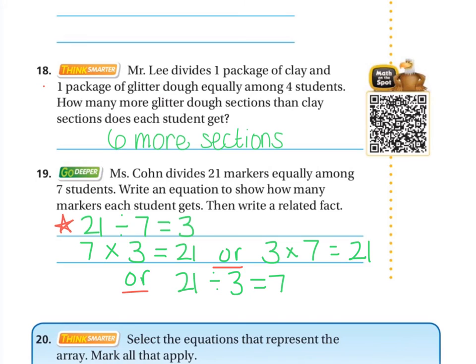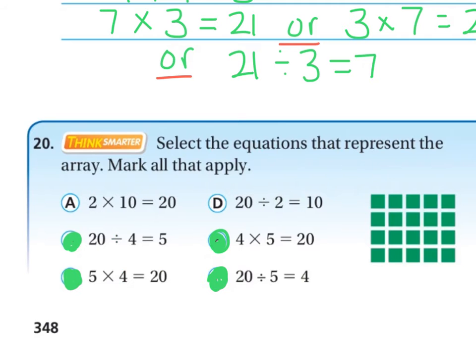The division equation that answers number 19 is 21 divided by 7 equals 3. Then you needed to write a related fact. You could have done any one of these 3 facts that I'm pointing to right now. You must have had 21 divided by 7 because there were 7 students Miss Cohen was giving her 21 markers to. So this is the equation you must have. You needed to write one of those 3.